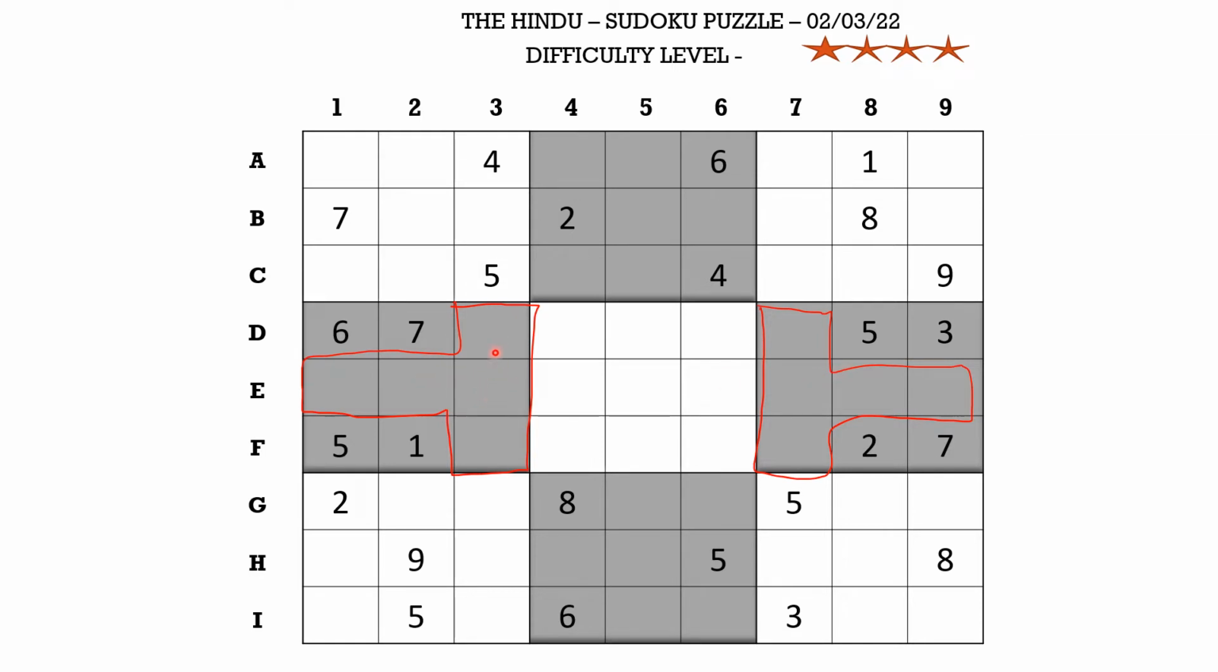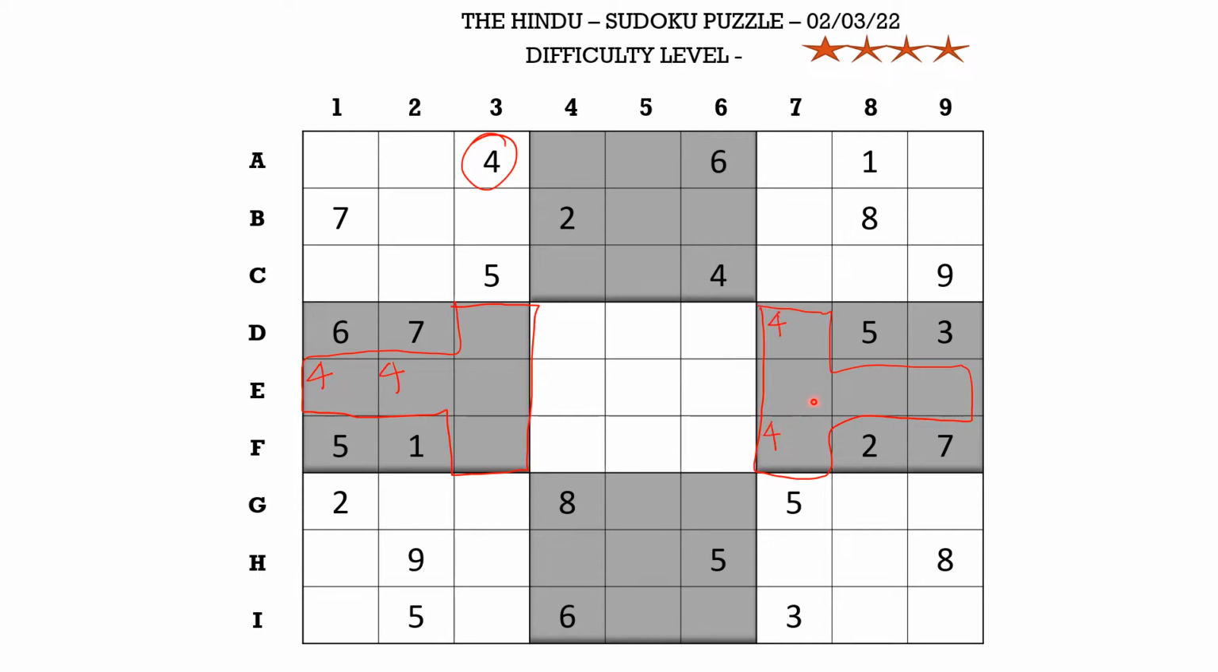Let's see how. Now here you can see 4 in column 3 which blocks these 3 cells. So 4 goes in these 2 cells, either in E1 or E2. Now this 4 blocks these 3 cells here. That means 4 will be in one of these cells, that is D7 or F7.